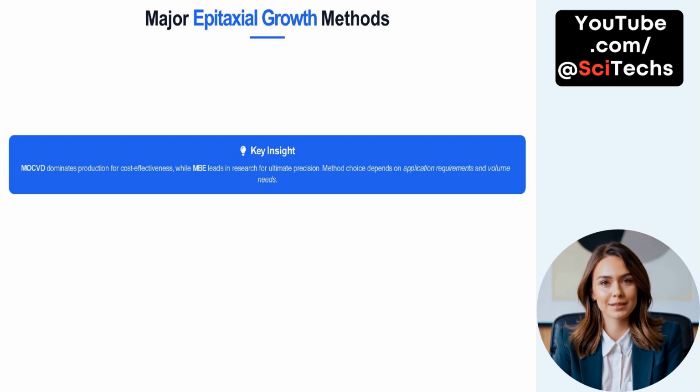Though expensive, MBE provides unmatched precision and atomic scale control, making it invaluable for developing cutting-edge semiconductor devices and novel materials. Ultimately, the method selection should be guided by the specific application's performance requirements and volume expectations. If ultra-high purity and layer accuracy are critical, MBE may be best. If scalability and cost control are key, MOCVD takes the lead. It's all about aligning the method to the end goal.